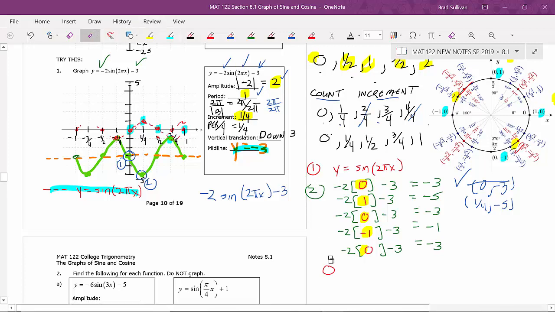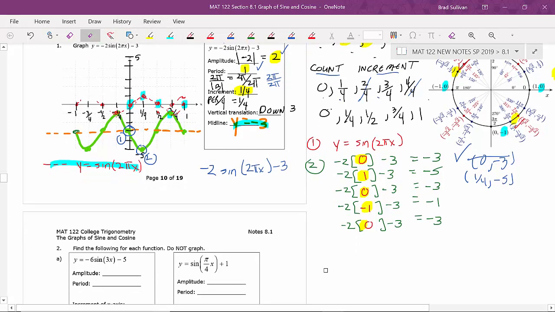Now I want to mention, it's always a good idea, like if you're doing an exam or something like that, to check a couple of points. So you really should check a couple of things. So I'm going to just check these points right here. I'm going to check x equals 0. And then I'm going to check x equals 1/4. Just the first two things on this increment, 0 and 1/4. And plug into the whole thing.